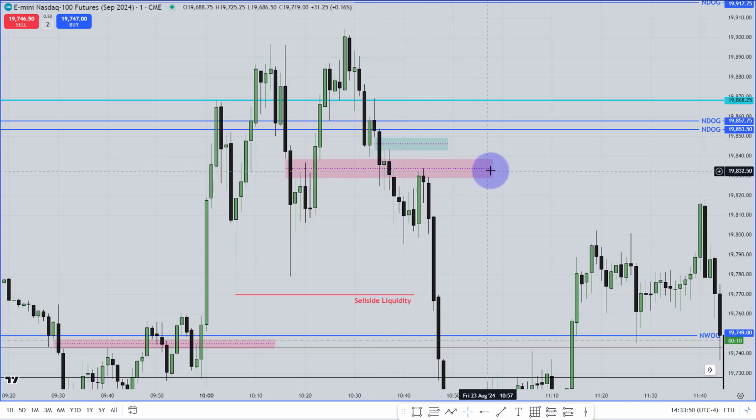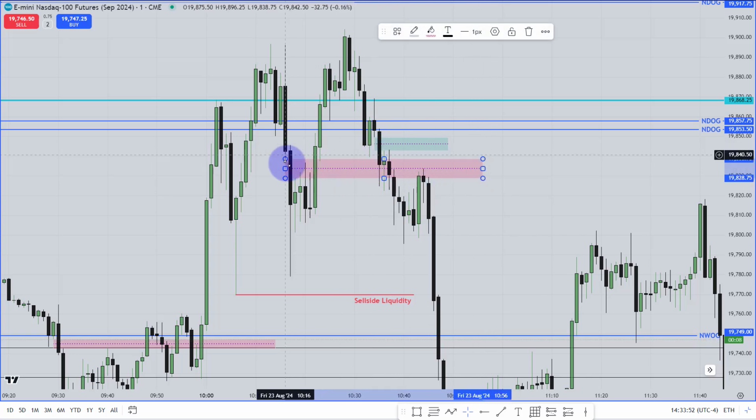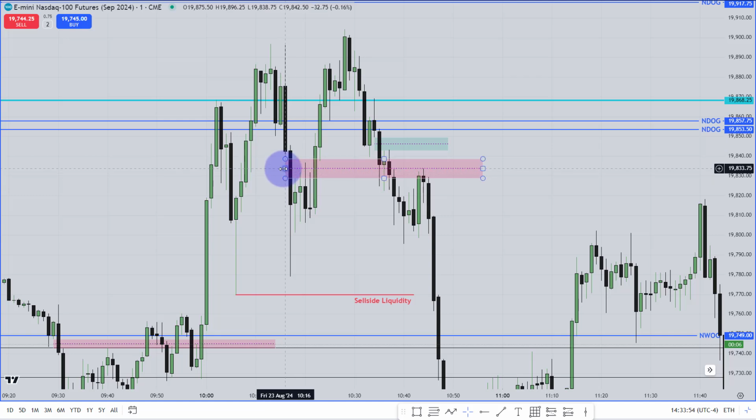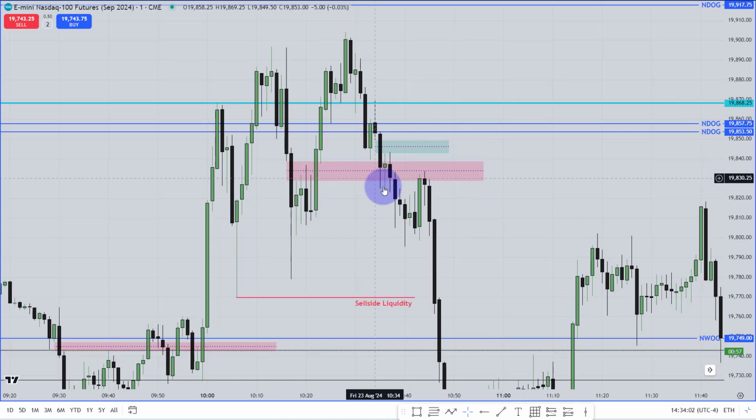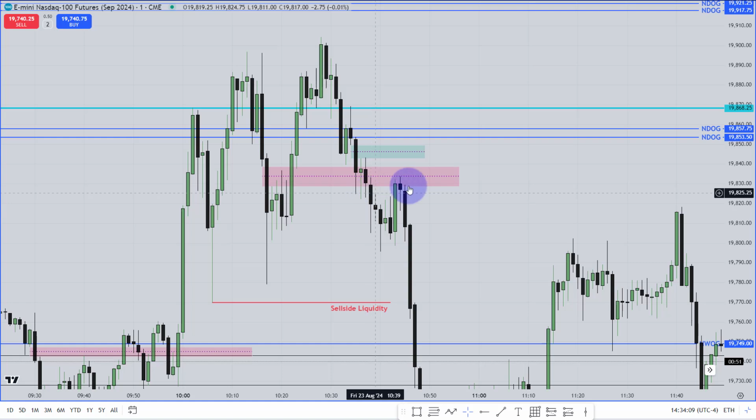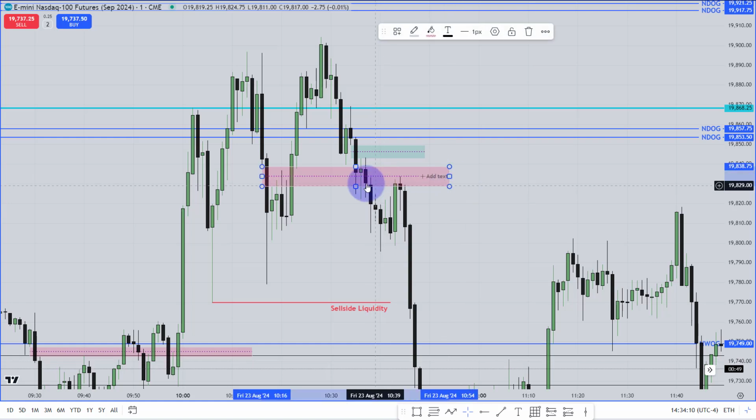Then it closed below this trap parallel gap. I'm just marking it as a trap parallel gap. That means trap. ICT didn't say that, but I'm telling you this because this is called the trap. It makes this type of trap. So the market closed below this trap parallel gap.